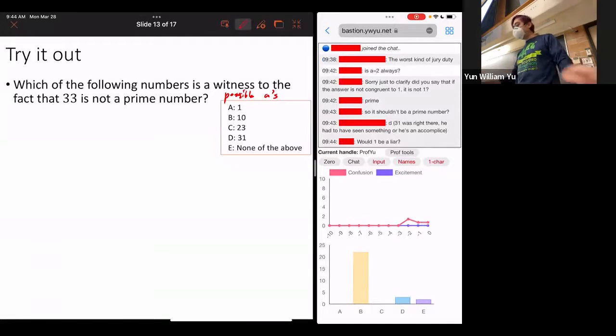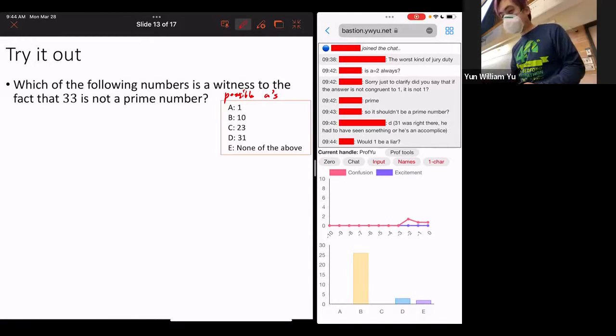So would 1 be a liar? Yes. So if 33 is not prime, then 1 is a liar. Obviously, 1 is only a liar if the number is not actually prime. So 1 is always going to say that a number is probably prime. If the number that you're trying to prove is prime is actually prime, then clearly 1 is not a liar. But if it's not actually prime, then 1 is a liar.